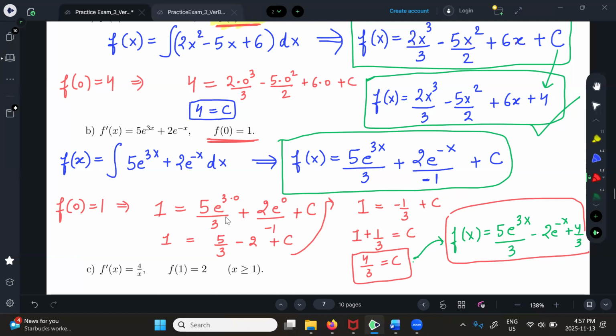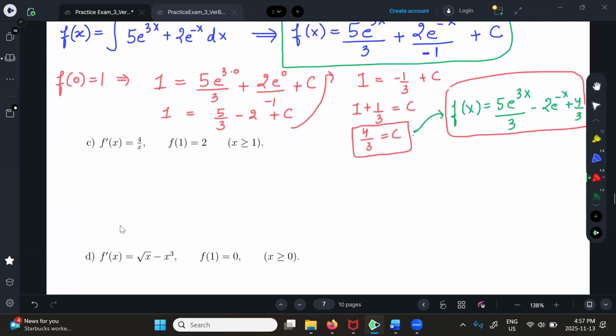Okay. Let's do one more. F prime is 4/x. F of x will be, integrate that guy. 4/x is 4 ln x plus c. This thing is just telling you that x cannot be negative because log of negative values is not defined.